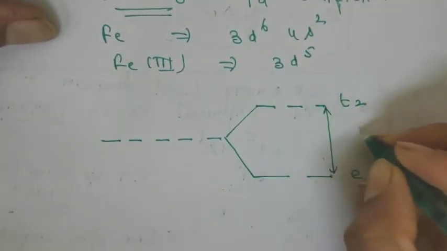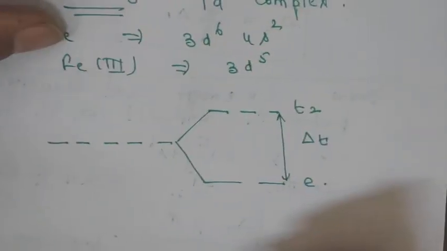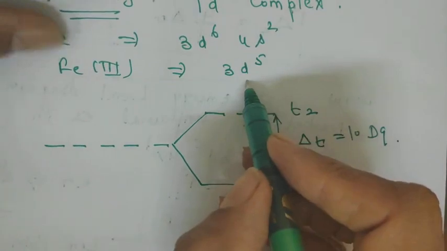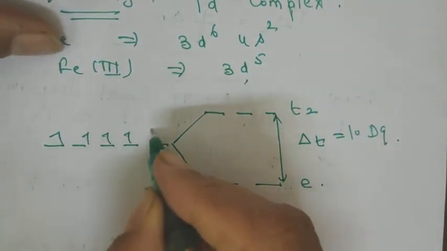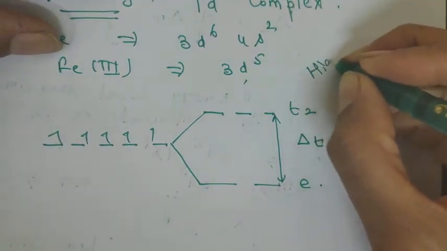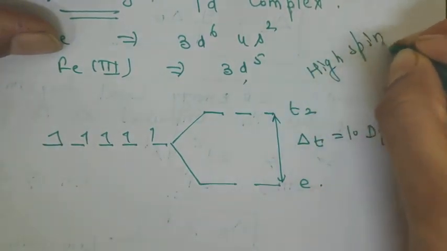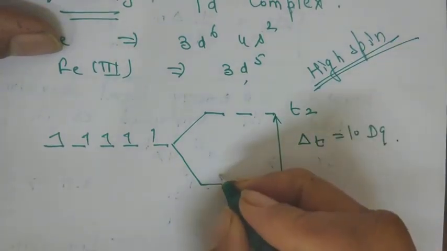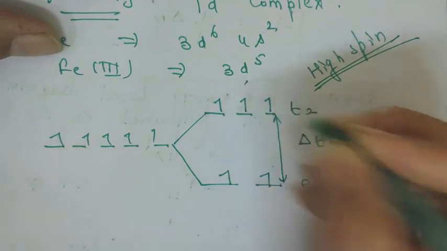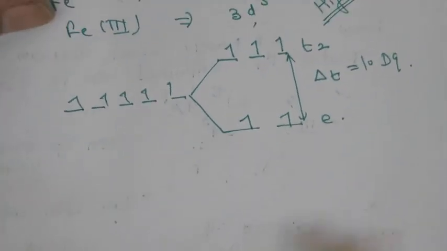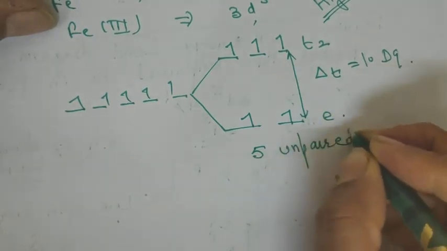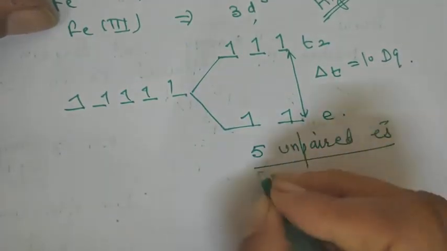Difference of energy between these two is delta T equal to 10 Dq. You have to fill 5 electrons. 1, 2, 3, 4, 5. So d5 in the case of tetrahedral complexes is always high spin irrespective of the nature of ligand present. So 5 electrons you have to fill. 1, 2, 3, 4 and 5. So how many unpaired electrons are present? 5 unpaired electrons.